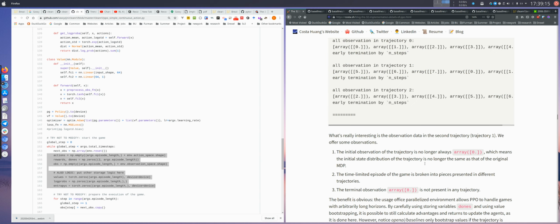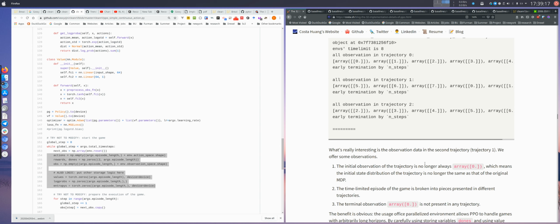So here is a list of observations we offer. The initial observation of the trajectory is no longer 0. For trajectory 1, the initial observation is 5. For trajectory 2, the initial observation is 2. Which means the initial state distribution of the trajectory is no longer the same as the original MDP.